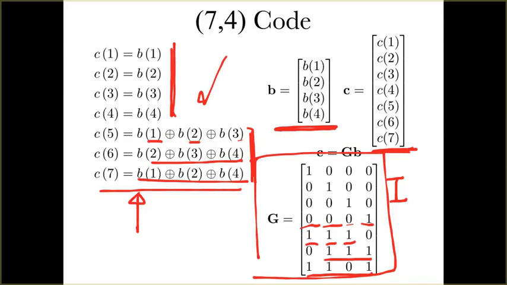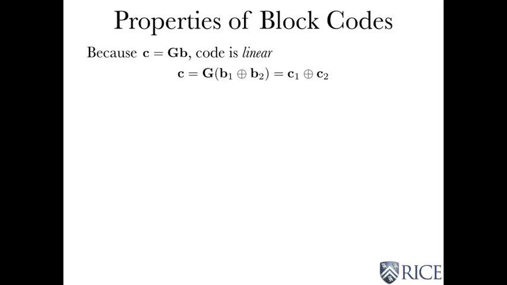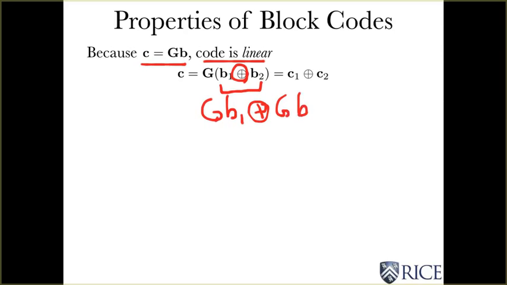And the reason it's important is because this code has really cool properties. In fact, it's linear. Really important here. So, because this is just a matrix multiplication, this code is linear. Suppose I add together 2 data bit sequences. Well, that's got to be some other data bit sequence. Who knows what it is, but it's something. Well, even though this is exclusive OR, it still obeys the distributive laws. This is GB1 exclusive OR GB2. Well, by definition, that's C1 and that's C2, so it obeys the superposition principle.